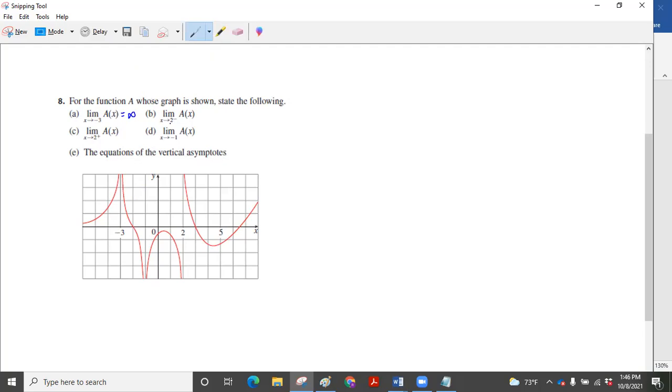This one's asking the limit as x approaches 2 from the left. So we find 2, and now we're asking what is the limit as x approaches 2 from the left? And we see that we're coming from the left, and it seems to be going to negative infinity. The limit as x approaches 2 from the right. So we're looking at 2 and we're coming from the right, and we see that it is approaching positive infinity.